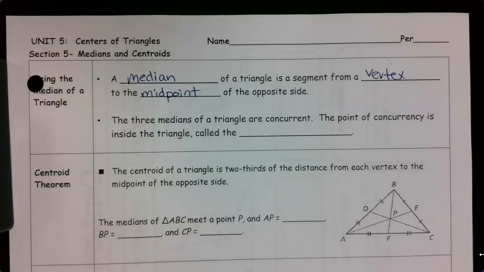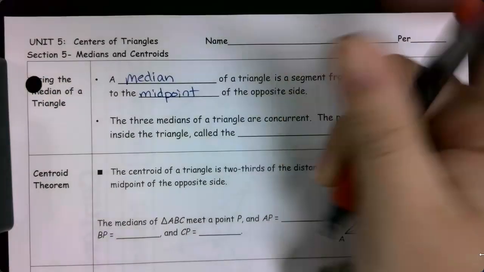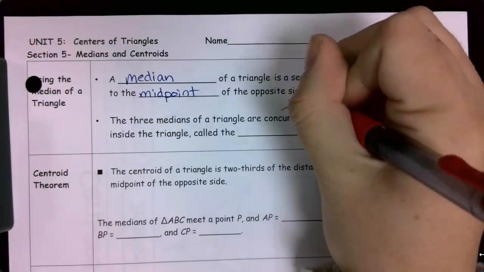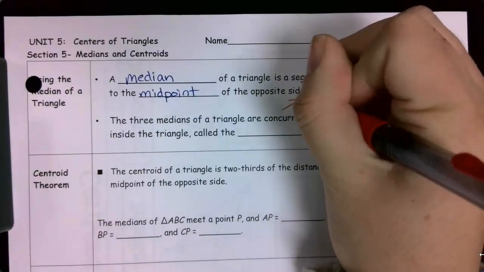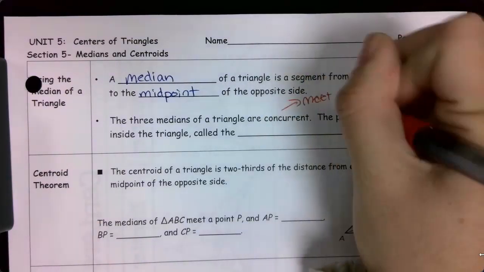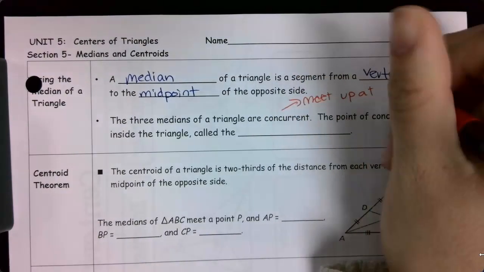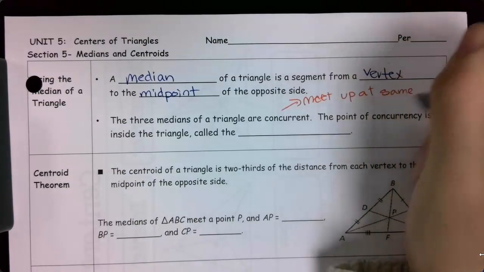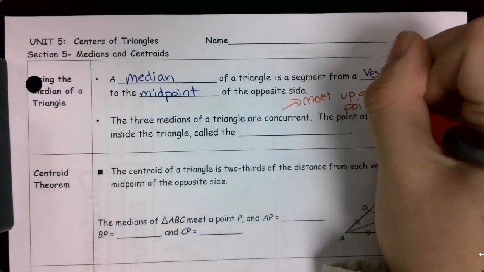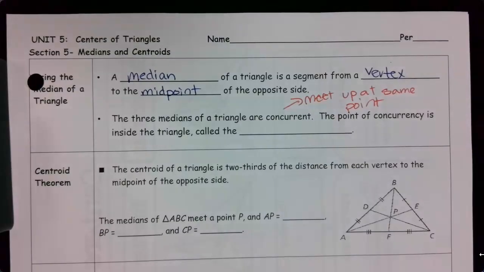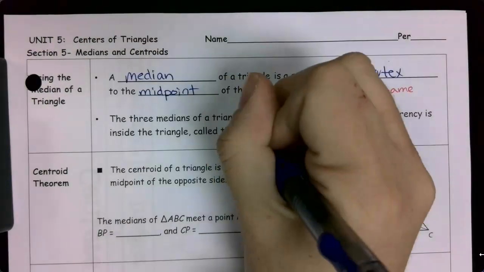Three medians of a triangle are concurrent. That means they meet up at the same point. This point of concurrency inside the triangle is called a centroid.